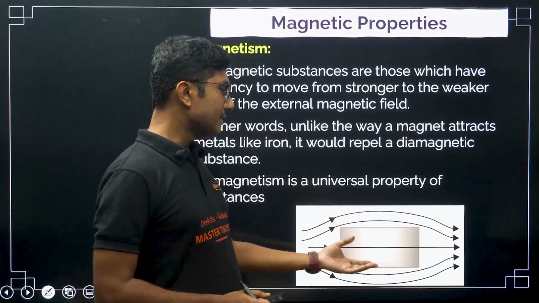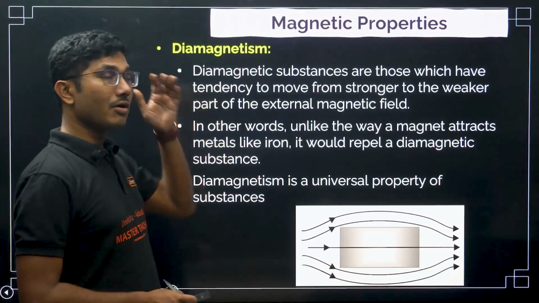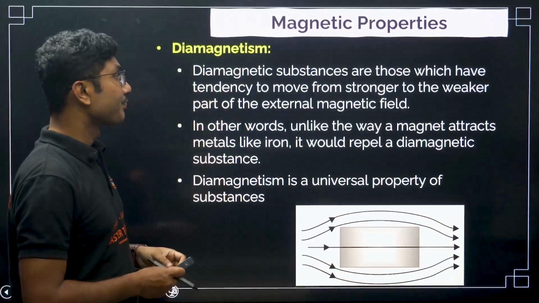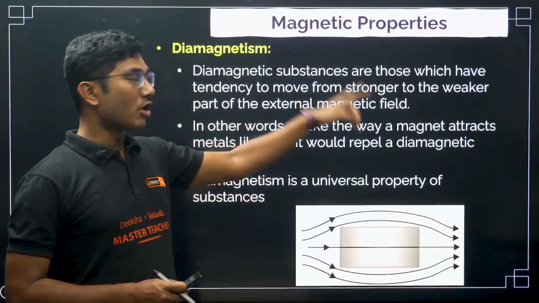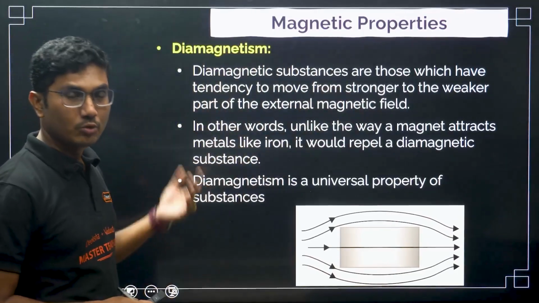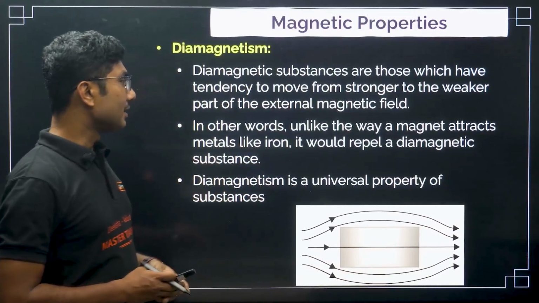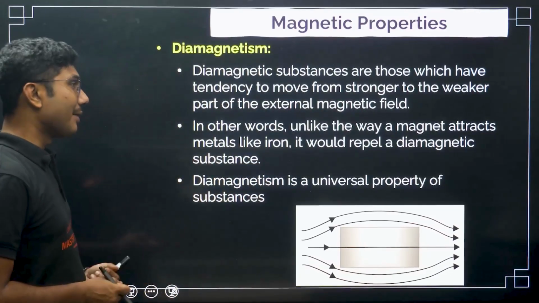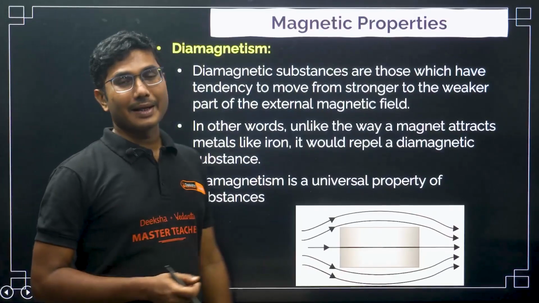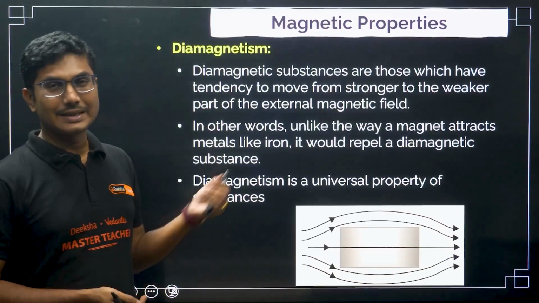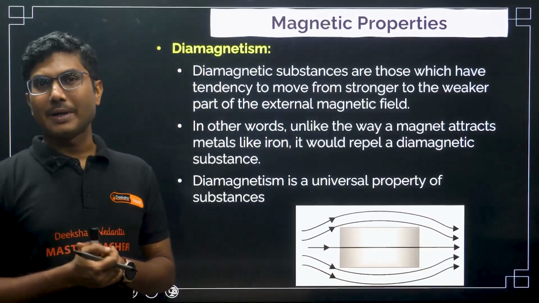So there is a tendency that it will try to come out of the magnetic field, then they are called diamagnetic substances. They have a tendency to move from stronger to weaker magnetic field. In other words, unlike the way magnets attract metal like iron, it would repel a diamagnetic substance. So basically they are getting repelled by the magnetic field, so they are called diamagnetic substances.